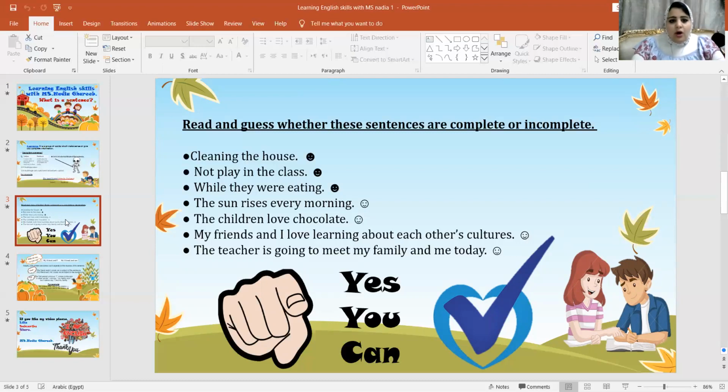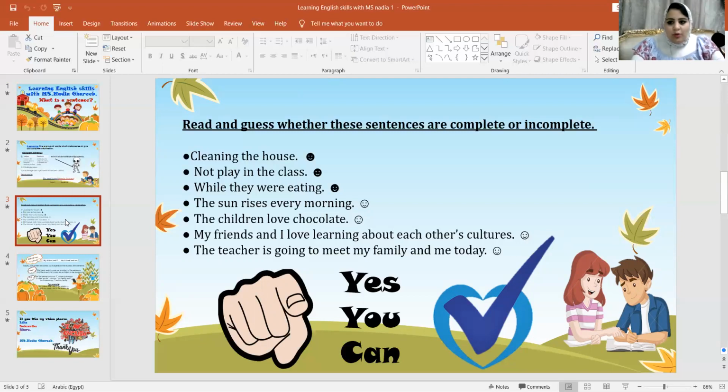Number 3: While they were eating. We will see. We have a capital letter, the W. We have the full stop at the end. Okay, the punctuation marks are great. They, this is the subject. Were eating, this is the verb.